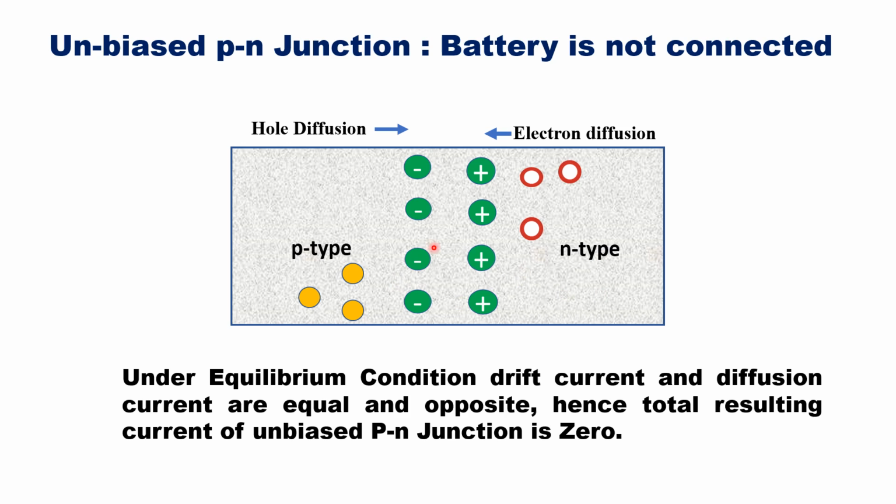Now, this potential barrier drifts the minority carriers, due to which drift current will flow. At equilibrium, the diffusion current and the drift current become equal and opposite, hence the net current at the junction will be zero.